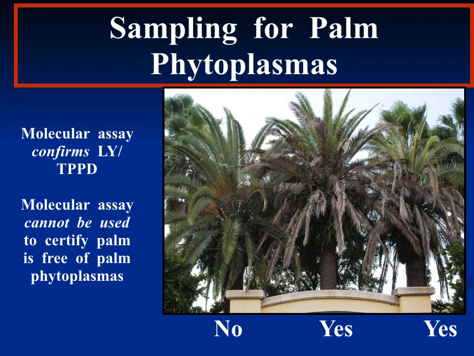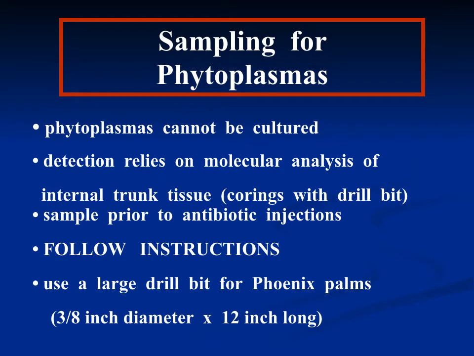So for disease diagnosis, we do molecular assay, because we cannot otherwise culture them or plate them out like you would have done in a microbiology course somewhere along your life and times, whether in high school or a college course. Again, these can't be cultured, so we rely on molecular testing. We have to actually drill into the trunk to get trunk tissue. That is a deep wound. It's more than a flesh wound. You've got to follow the directions, which I'll talk about in a moment.